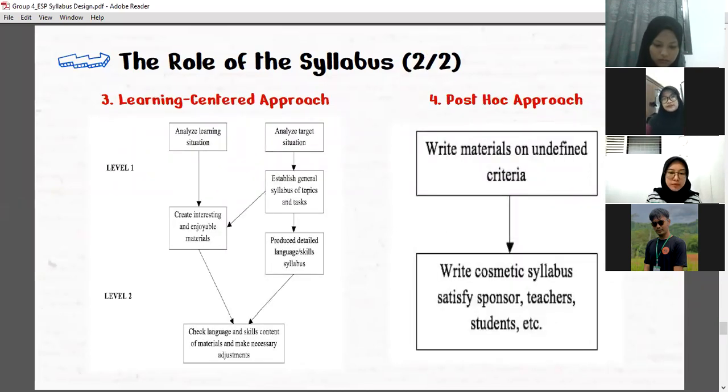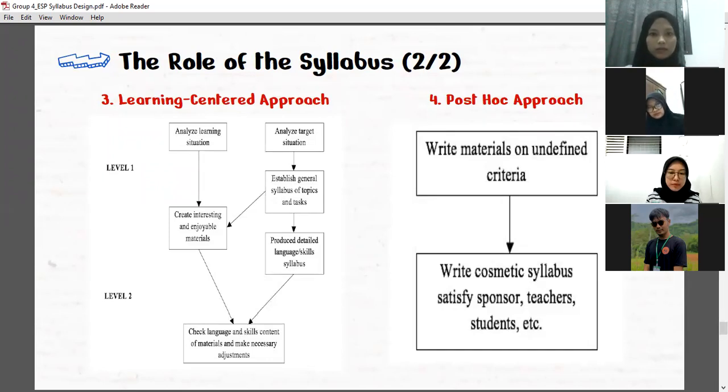And the third, learning-centered approach. The syllabus and the material are developed together, each informing the other, such as analyze learning situation, create interesting and enjoyable materials, analyze target situation, establish general syllabus, topics and tasks, produce detailed language and skill syllabus, and the result is text, language and skill content of material, and make necessary adjustment.